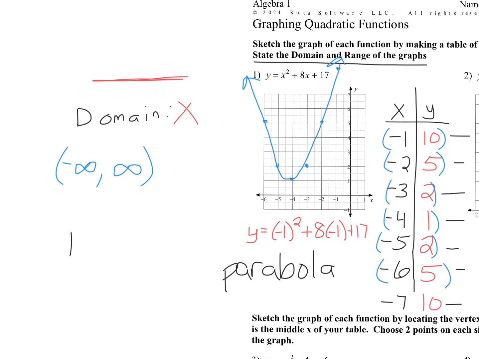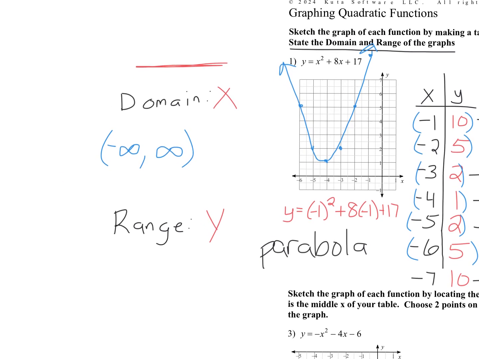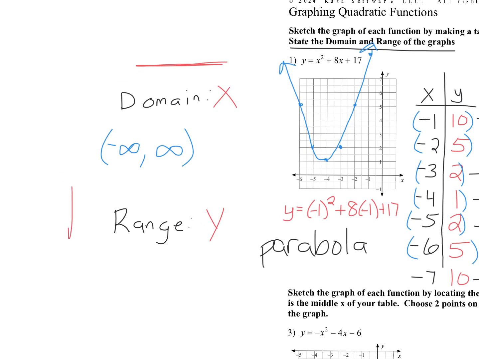Now our range, which values are those? The Y values. Y's, do they go side to side or up and down? Y's go up and down. So what is my lowest Y value? Remember, we're talking about the graph. Remember, we're looking at our Y-axis. Our lowest Y value would be 1.